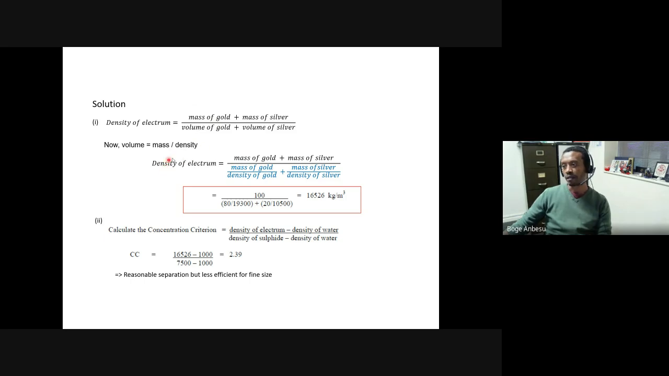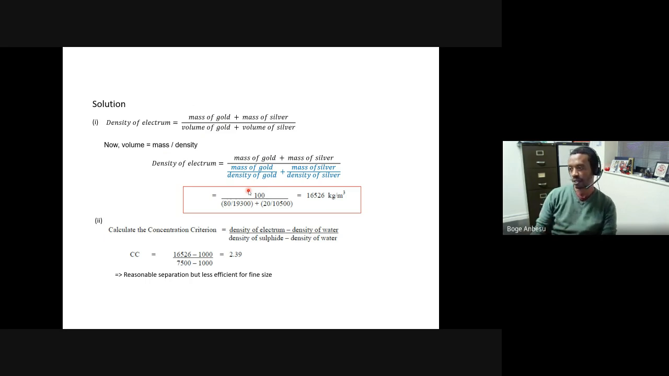You can maybe take, okay, so in this case, we know volume is mass by density, so instead of the volume here, you could use mass by density. So again, mass by density of gold and mass by density of silver. Okay, now we're being given the densities. So we know the densities, 19,300 and 10,500. And we're told it is 20% silver and 80% gold.